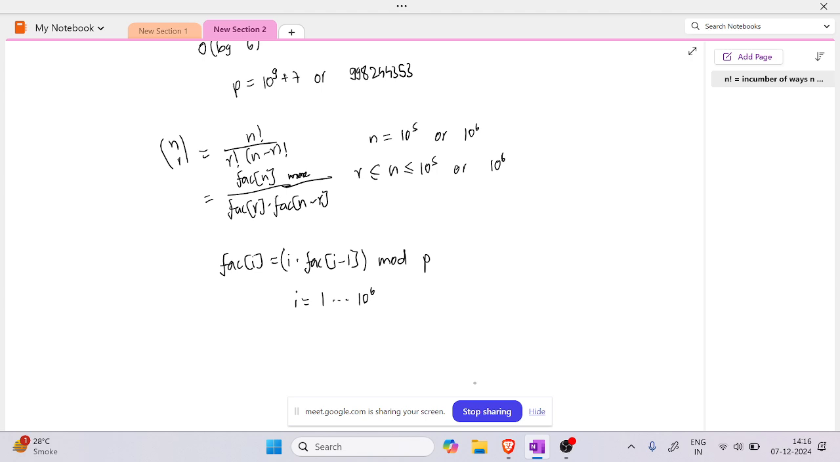So this was how to calculate NCR in your competitive programming context. So, do you have any questions till now?